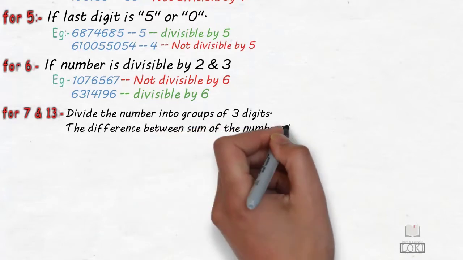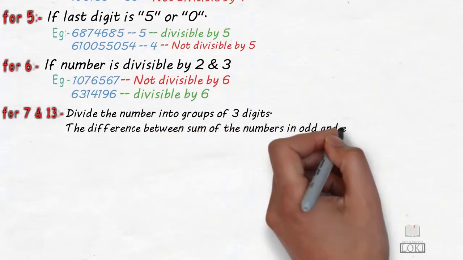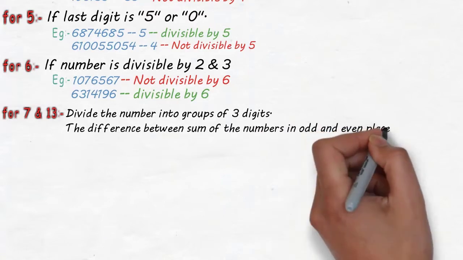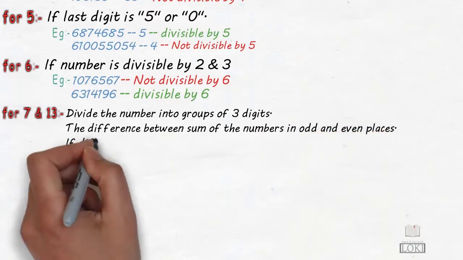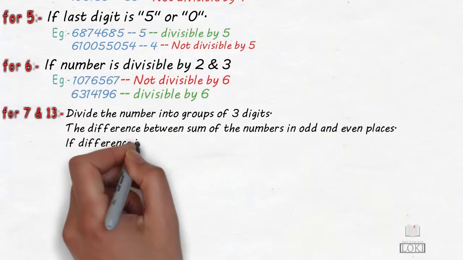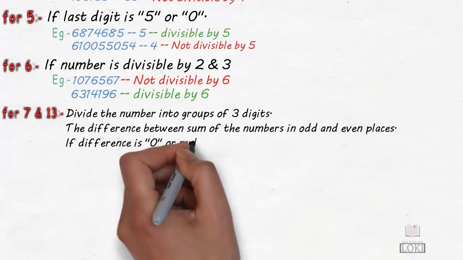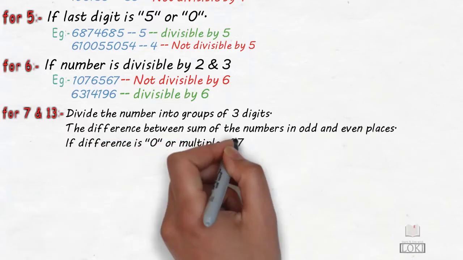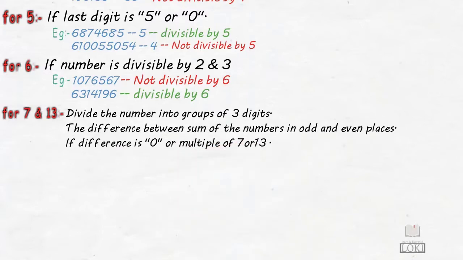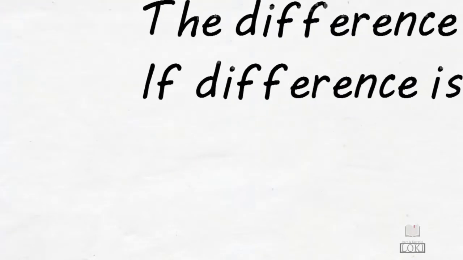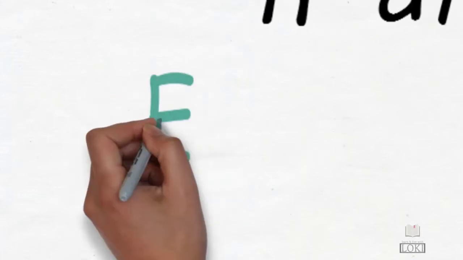And we need to mark which group is in an odd place and which group is in an even place. If the difference of the odd place and even place sums is a multiple of 7 or 13, or whether it will be 0, then we can say that that number is divisible by 7 or 13. Now you will clearly understand with an example.